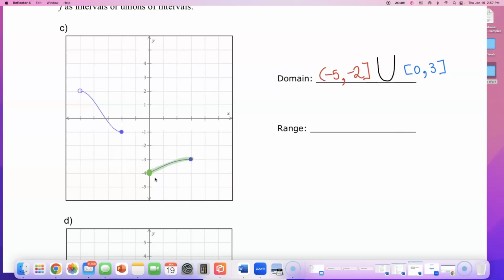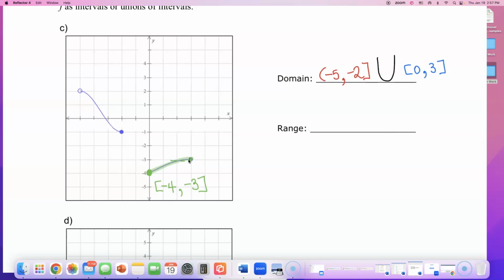So let's look at this piece. The range starts from -4. That's the lowest point, right? How high up does it go? It just goes up a little bit to -3, right? It goes up to -3. So that's the range of this green piece right there.